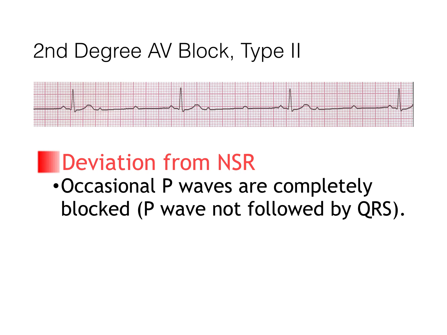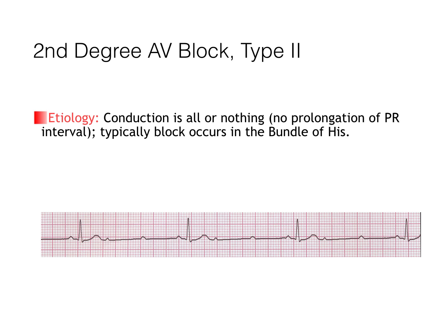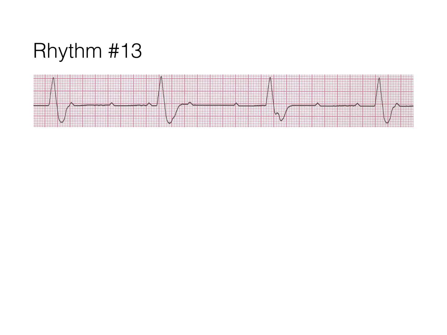Occasional P waves are completely blocked. A P wave is not followed by a QRS complex. Conduction is all or nothing. There is no prolongation of the PR interval. Typically the block occurs in the bundle of His.